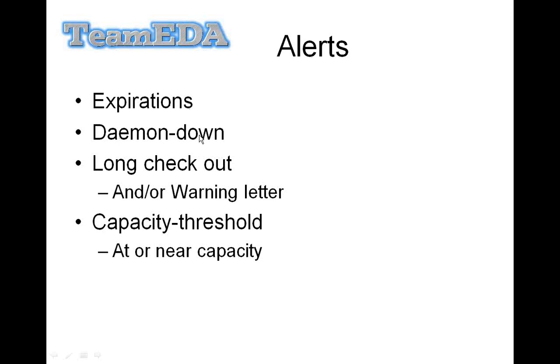Daemon down alerts if a server or daemon goes down, long checkouts. You can set up rules for checkout of specific features, and if the rule is violated, not only can you send an alert to somebody, but you can also send a warning letter automatically to the violator. And then the capacity threshold alerts can be set up if you want to be notified when you're at or near capacity being the concurrent checkout load versus what you own. We'll talk a little bit more about that.